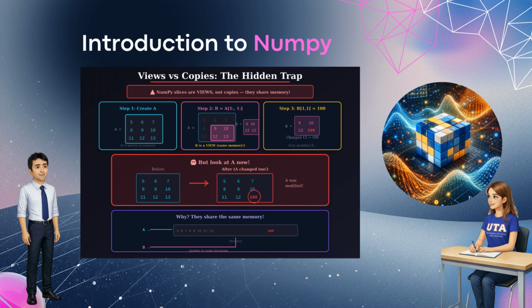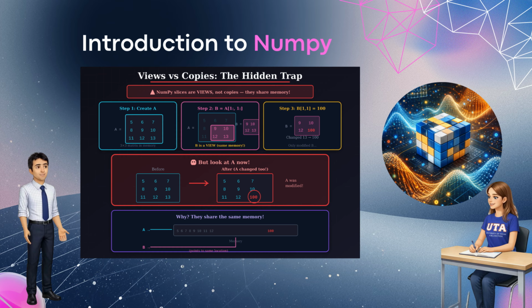In regular Python lists, when you slice, you get a copy. The slice is completely independent from the original list. But in Numpy, when you slice, you get what's called a view. It's still pointing to the same memory. Let me show you what I mean.